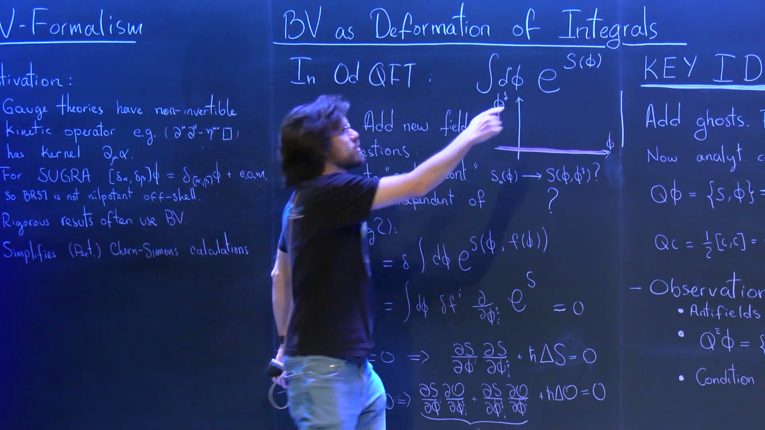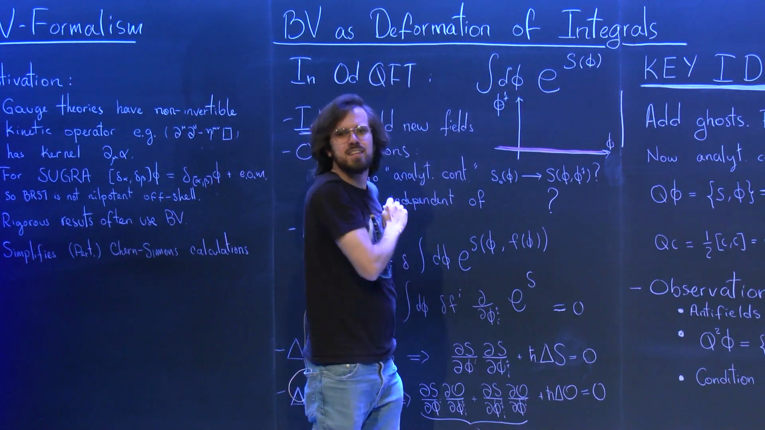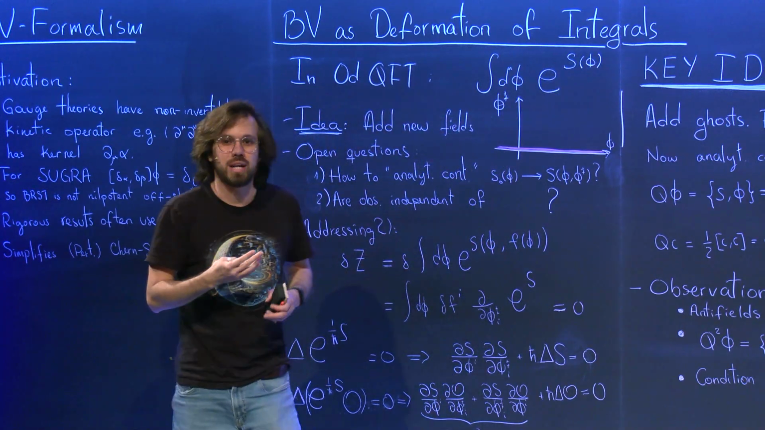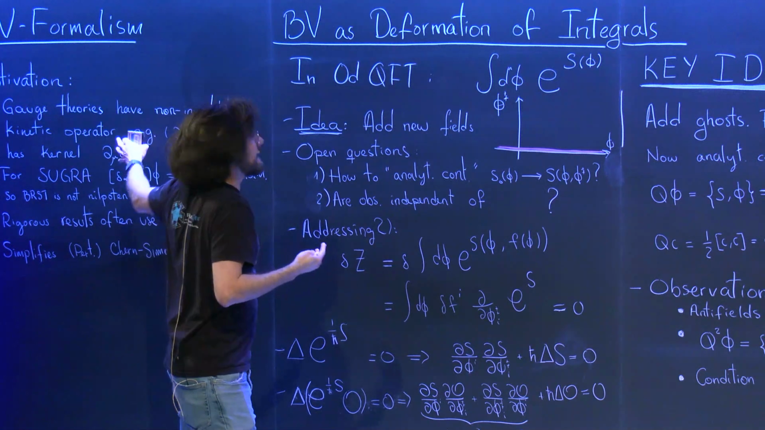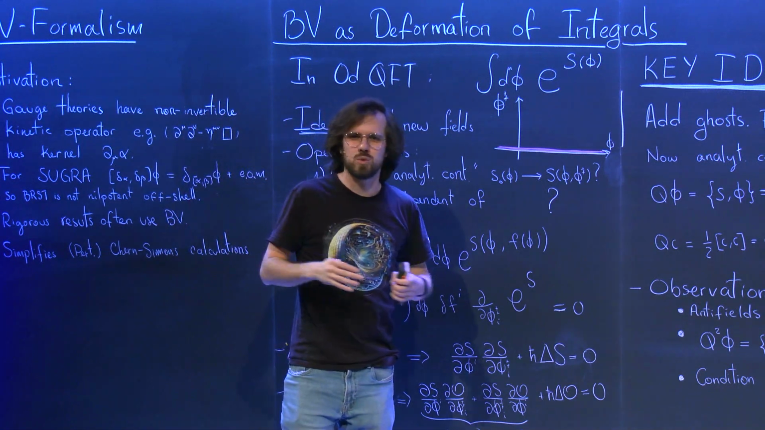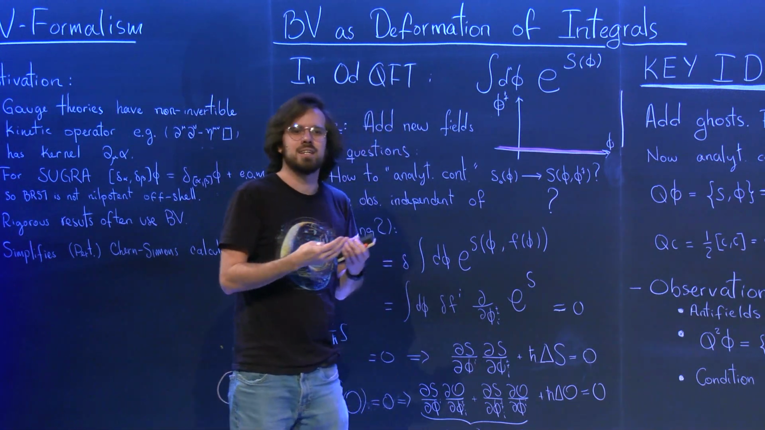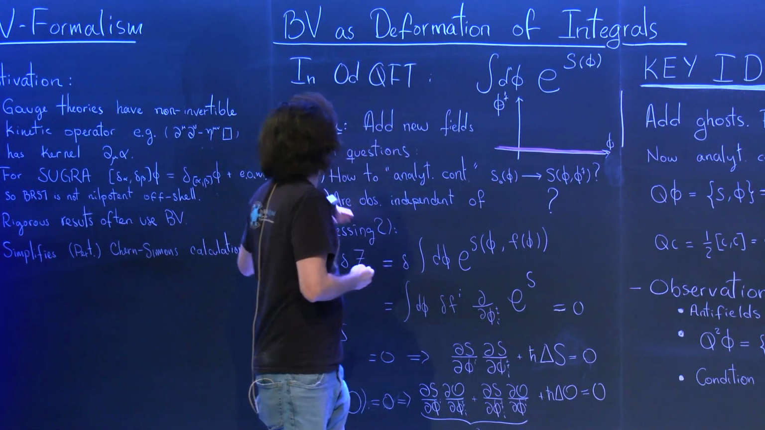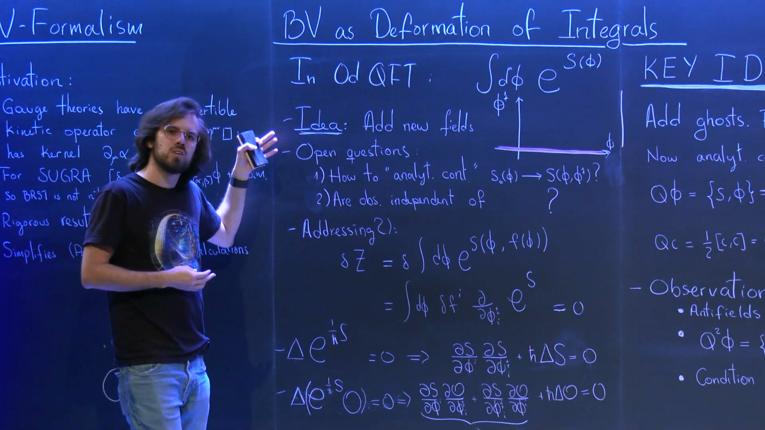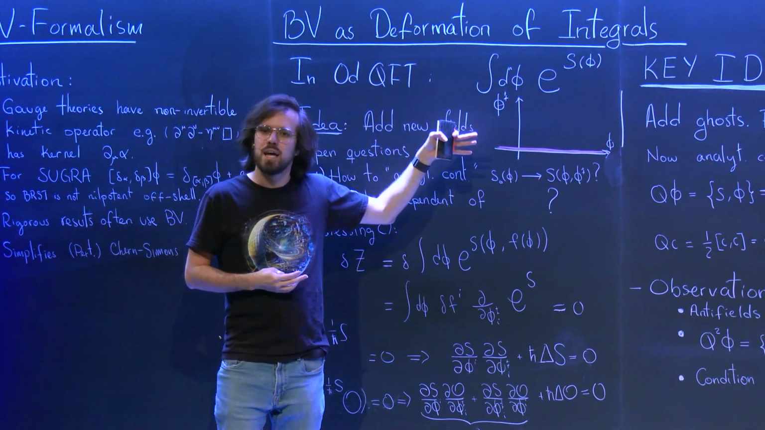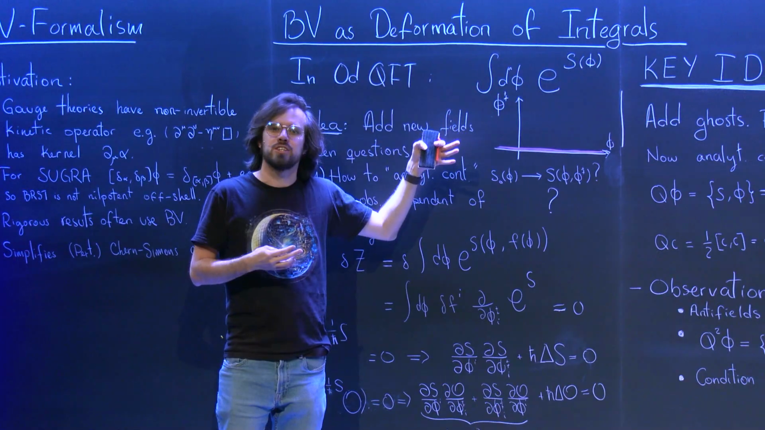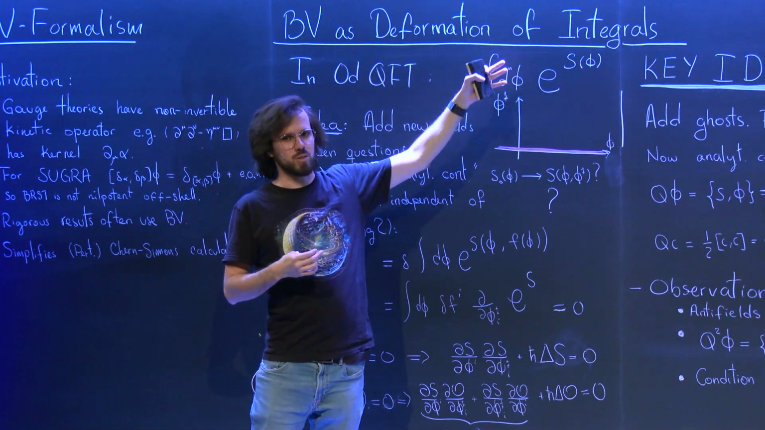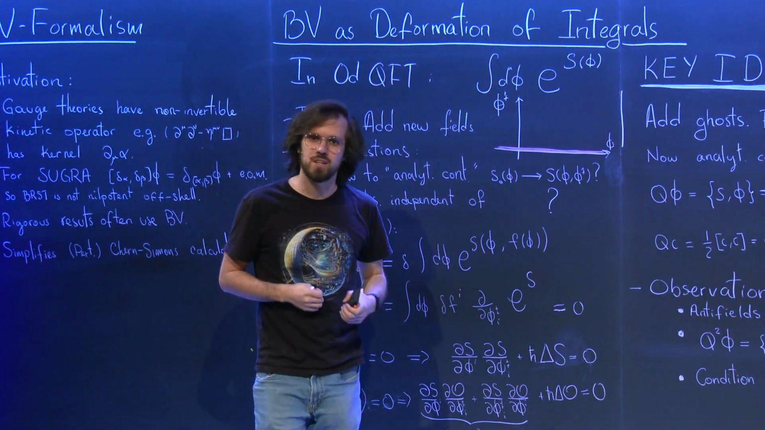Maybe there is a quadratic term. Maybe I have n fields and there's a quadratic term that is non-invertible. Maybe there's something analogous to the one of gauge theories, or in any case, whatever problem we may encounter, the starting idea for the BV formalism will be the following. What if we add new fields and do some sort of analytic continuation? So we want to deform our integral. We will understand BV as a deformation of integrals.